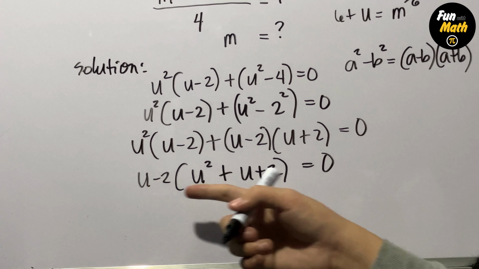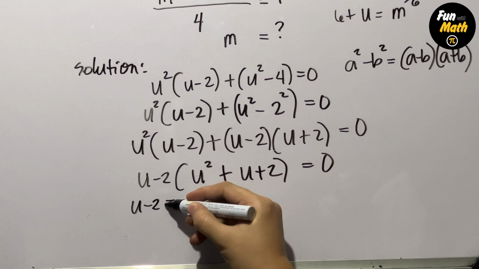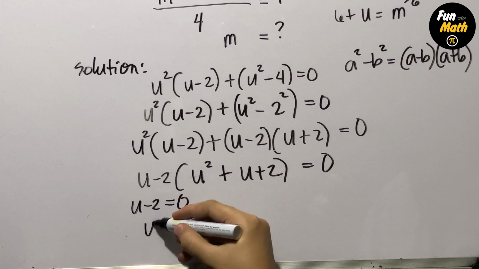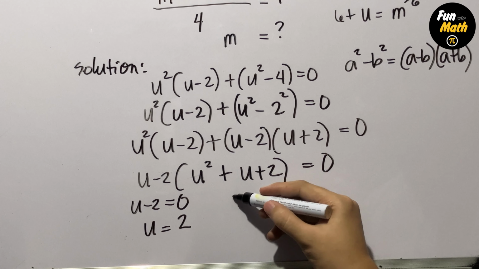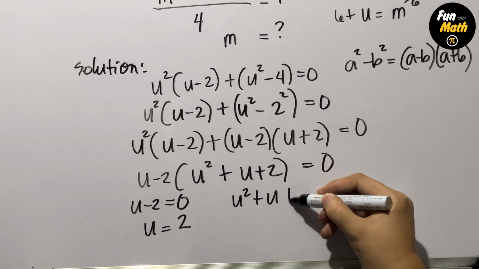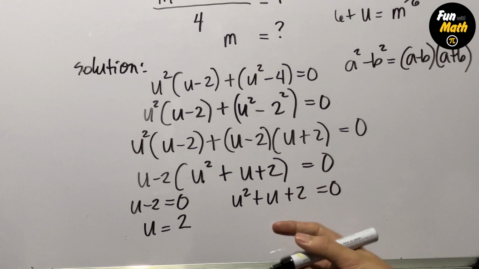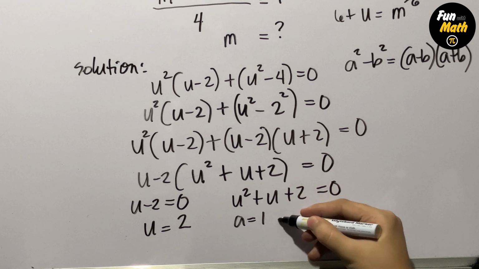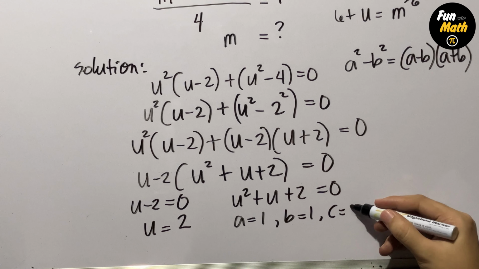Now we can equate both to 0. First is u minus 2 is equal to 0, and that is u is equal to positive 2. Next is u squared plus u plus 2 is equal to 0. For this, let's identify a, that's 1, b, that's 1, c, that's positive 2.